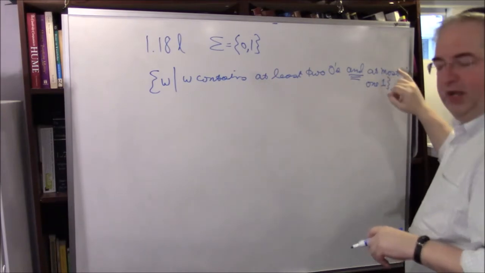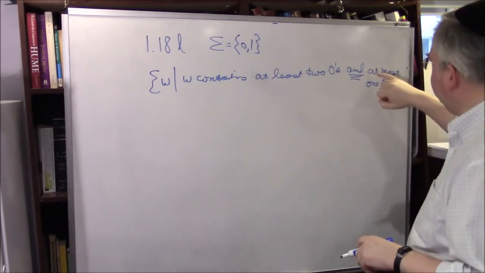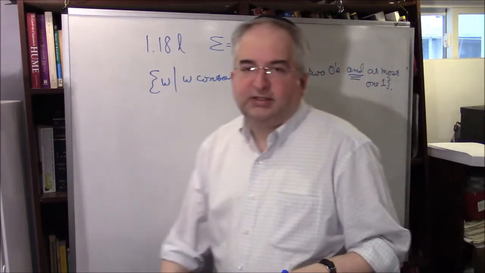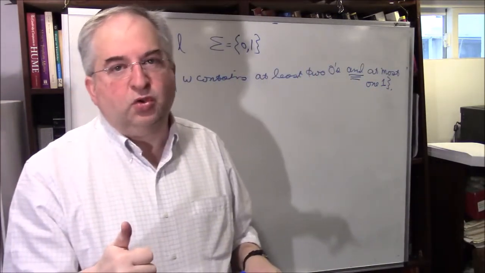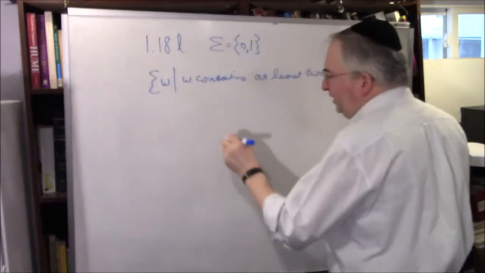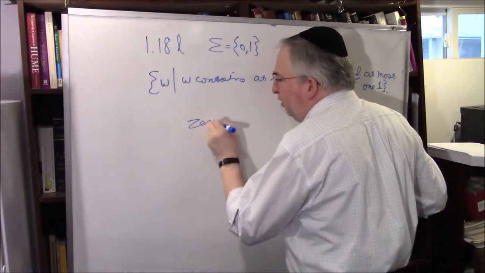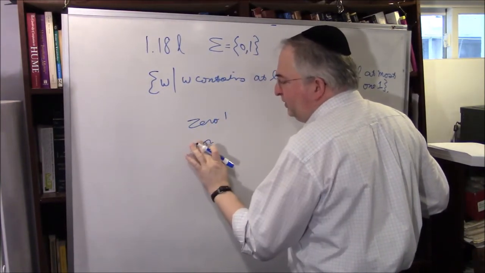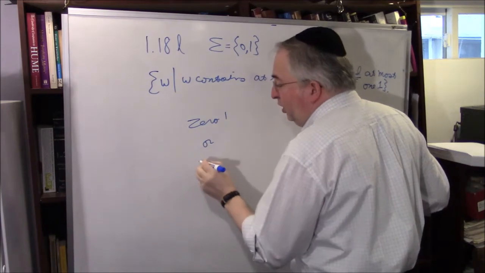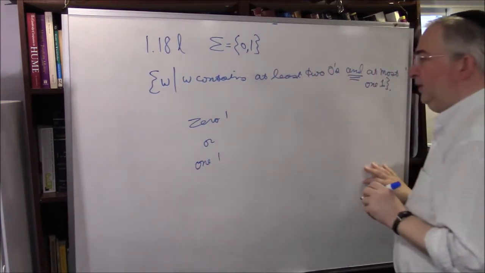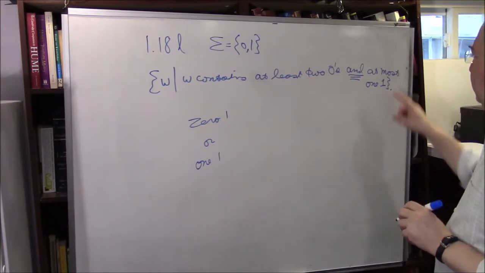But what I can do is I can look at this part. What does this mean? At most one one. That means it has 0 ones or 1 one. So let's write that out: 0 ones, or, you're going to see this "or", that's going to correspond to the union, or 1 one.